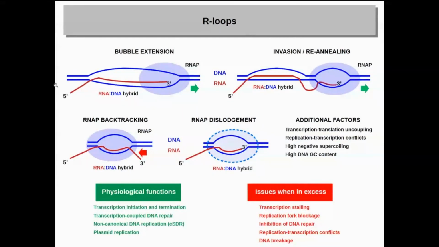So R loops are these RNA-DNA hybrids that are usually formed in normal conditions during transcription. It is completely normal. They also have very important functions in the cell. For instance, they are important in transcription initiation and termination, in transcription-coupled DNA repair, non-canonical replication, and plasmid replication is very important. But when they are in excess, it's a big problem for the cell because of transcription stalling, transcription-replication conflicts, and all that I was talking about.